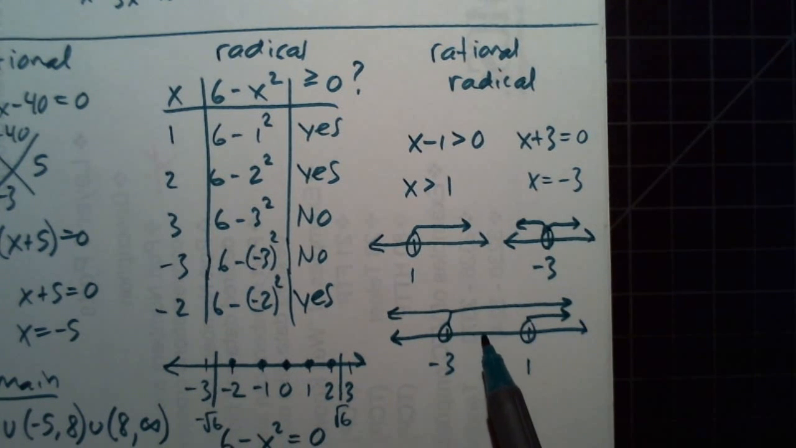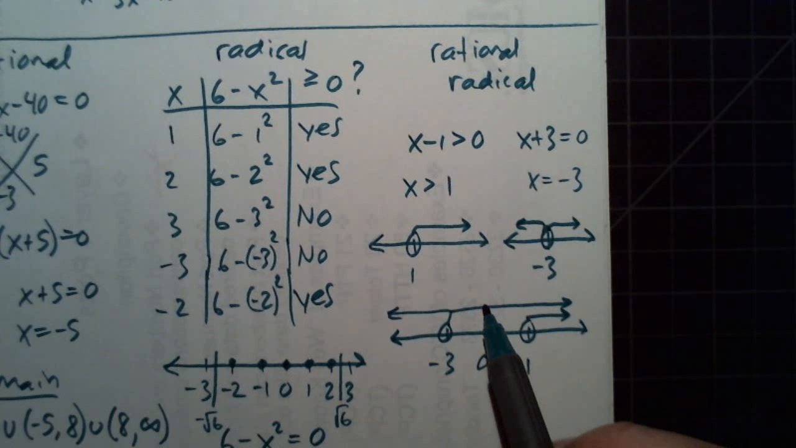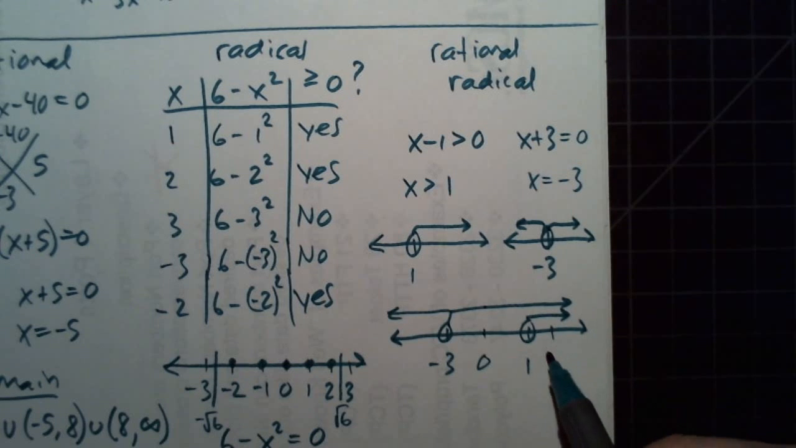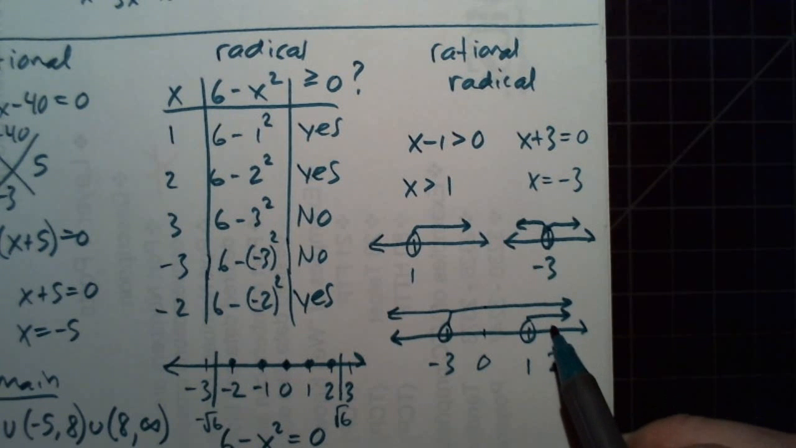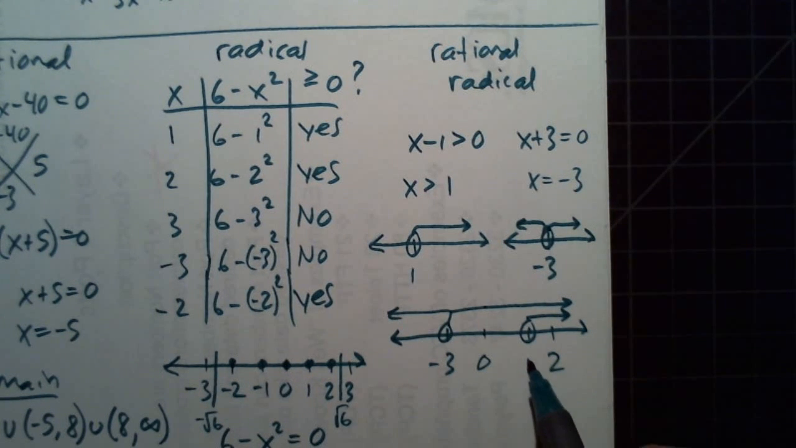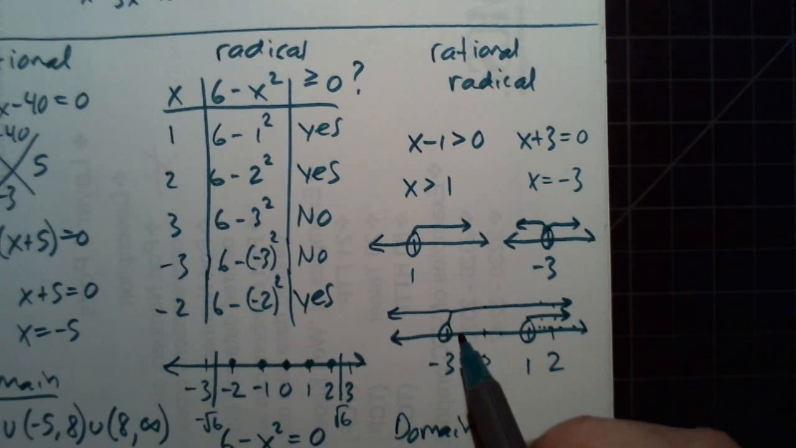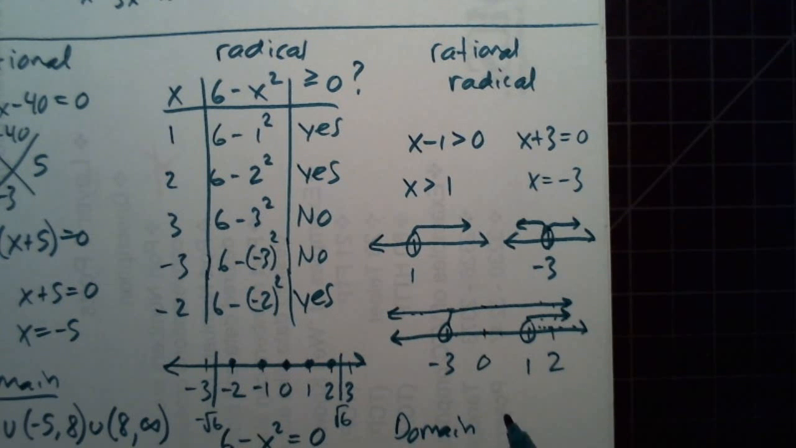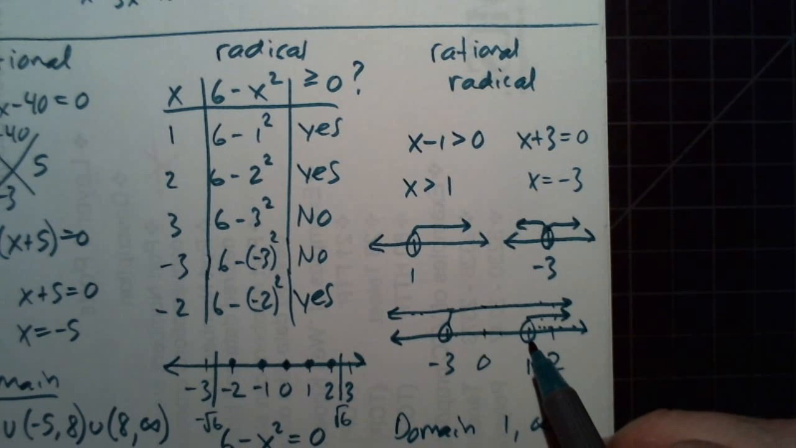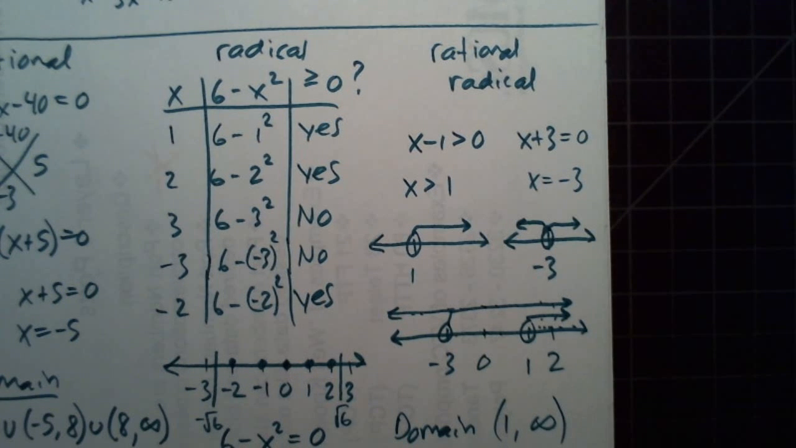So here we have 0. Is 0 in both sets? No, it's only in this one. How about 2? Is 2 in both sets? Yes. So that means we're going to start at 1 and go to the right, because these numbers are in both sets. These numbers are only in the one set. So we're starting at 1 and going to infinity. 1 cannot be included because of this set, so 1 is not included.